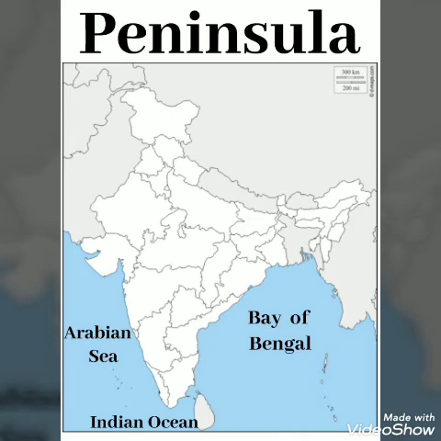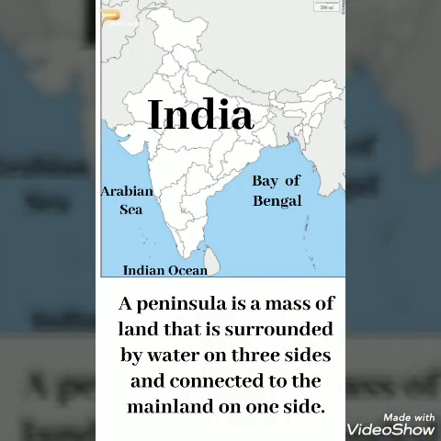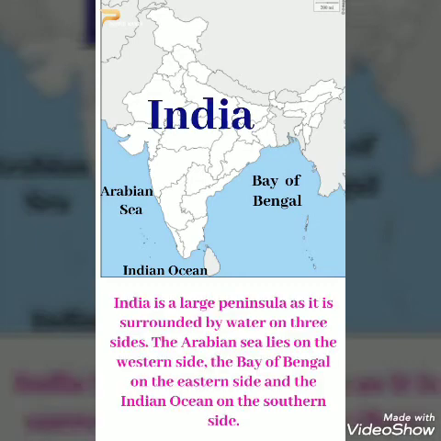Peninsula. A peninsula is a mass of land that is surrounded by water on 3 sides and connected to the mainland on one side. India is a large peninsula as it is surrounded by water on 3 sides. The Arabian Sea lies on the western side, the Bay of Bengal on the eastern side, and the Indian Ocean on the southern side.